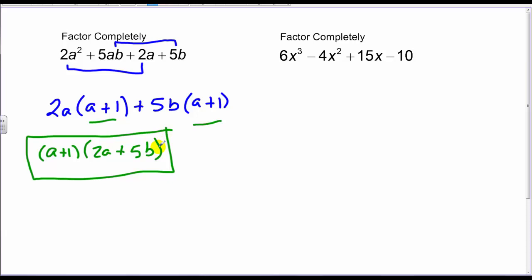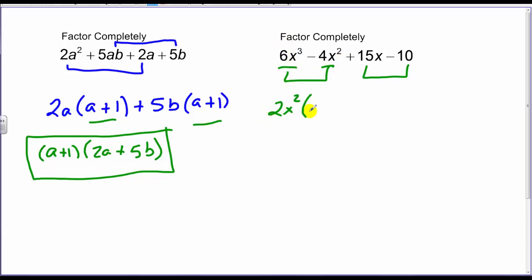Next, we'll see that we have two terms here that appear to have x's in common. And then there's a 6 and a 4, which also has a factor in common. So I'm going to group these two here. And then I have a 15 and a 10, which we know has a factor in common. So I'll group those two. Within the 6 and the 4, there's a 2 in common, and within the x cubed and the x squared, there's an x squared in common.